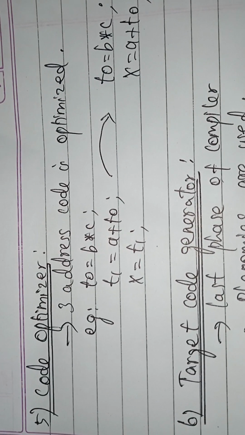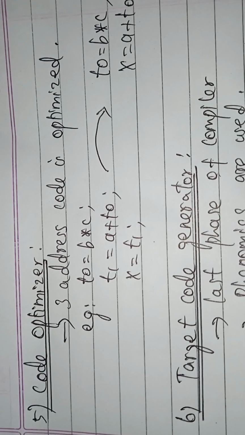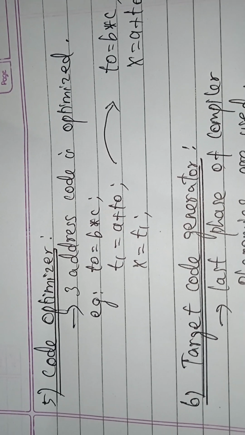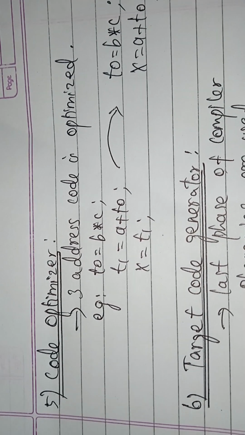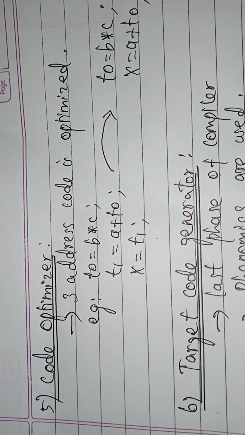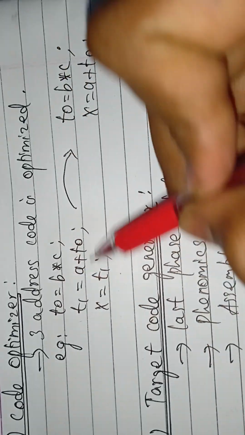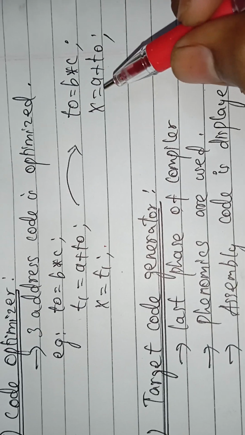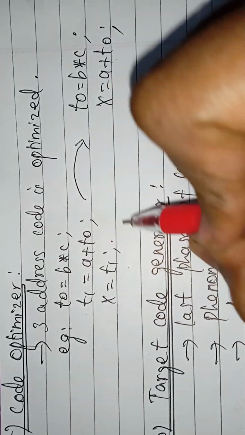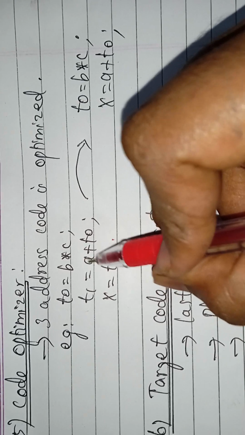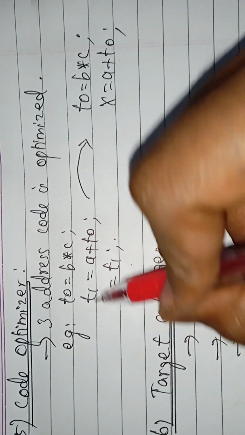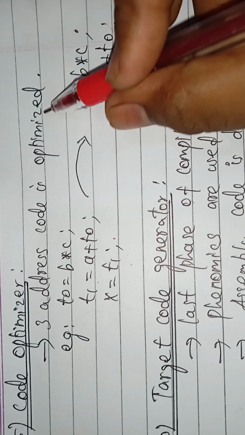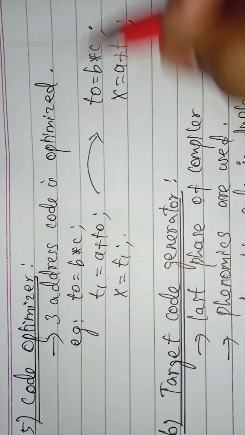And then the next phase is the code optimization phase. Here the code optimizer is used for the optimization process. The 3 address code which is generated in the intermediate code generation phase will be optimized here. So here this is the 3 address code which we have generated. Now how will it be optimized? Here this is a redundant expression. This t1 is nothing but this. So we can directly assign x to this expression instead of that t1. So it is reduced. So optimized is nothing but a reduced code.